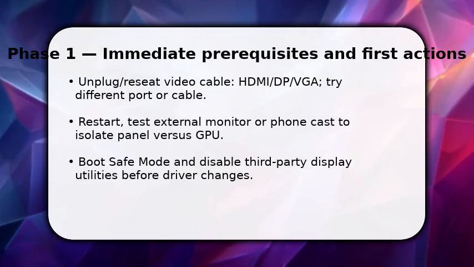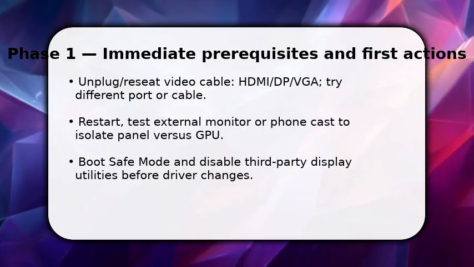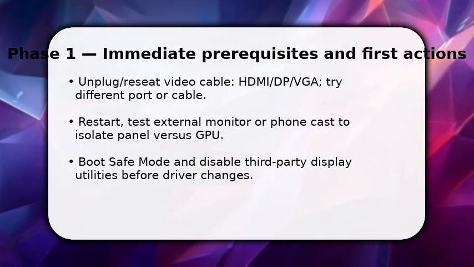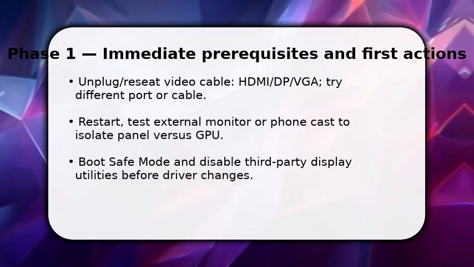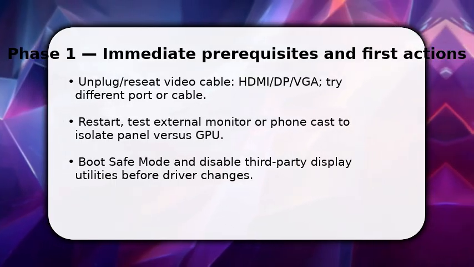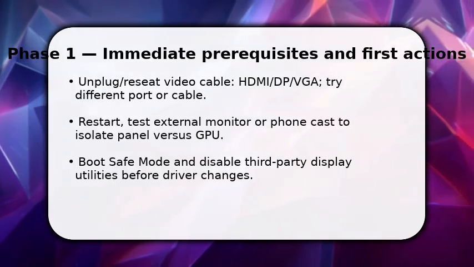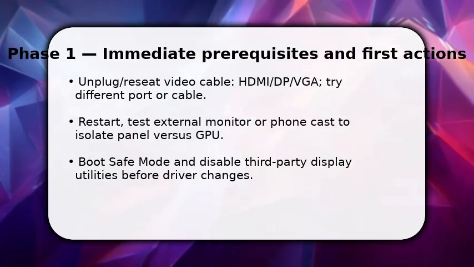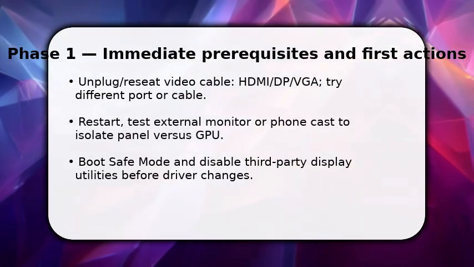You begin by isolating the source, panel, cable, or graphics system. First, power off, unplug the video cable and reseat it, or swap to a known good cable and port. Once done, connect an external display to see if flicker follows the GPU.